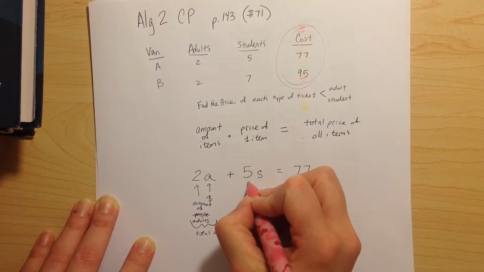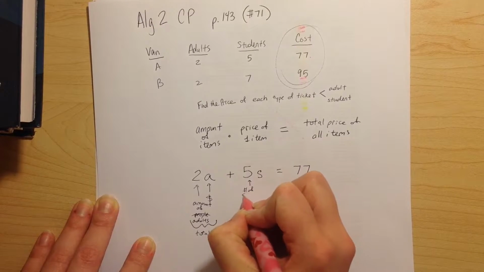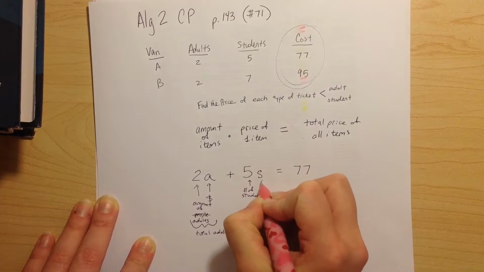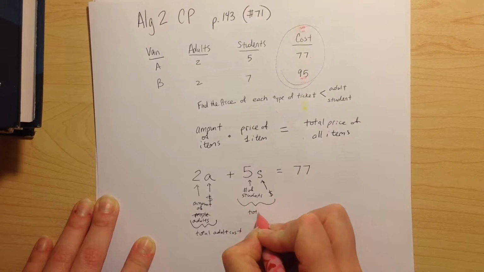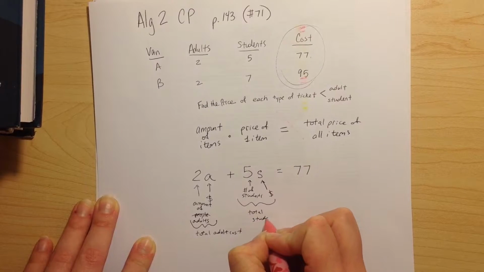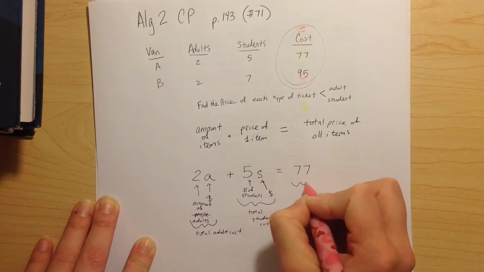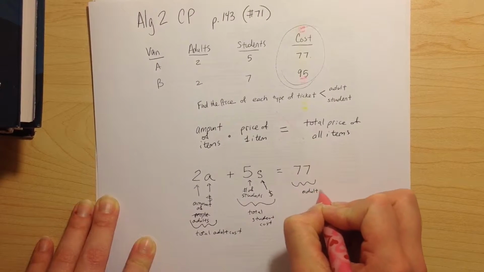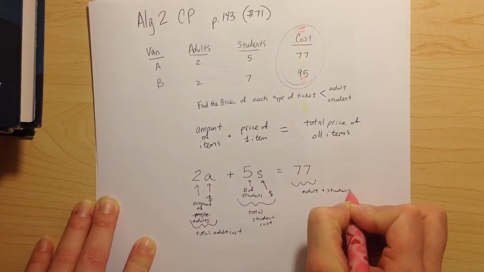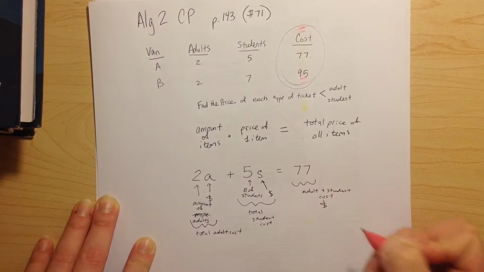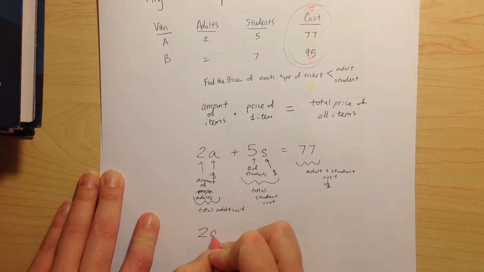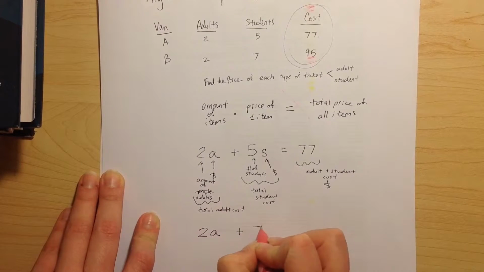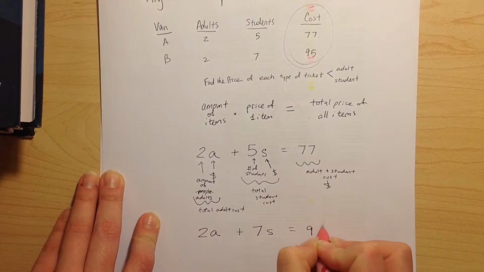Same thing over here. This is my number of students. This is the cost of one student. So together, this is the total student cost. So this is the adult and student cost. So it's money plus money equals money. So the other equation is going to be very, very similar. I'm going to have 2a again plus 7s equals 95.